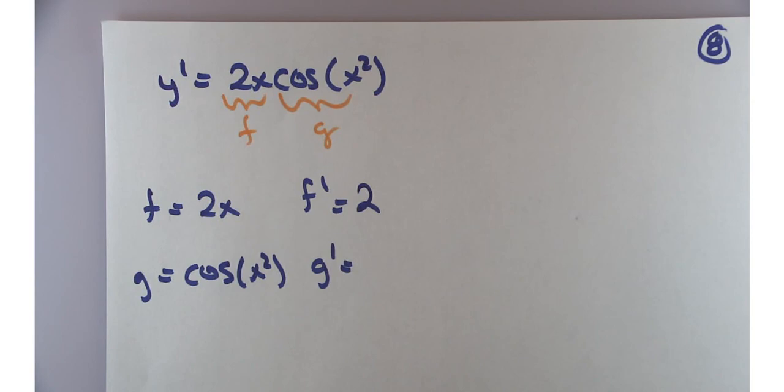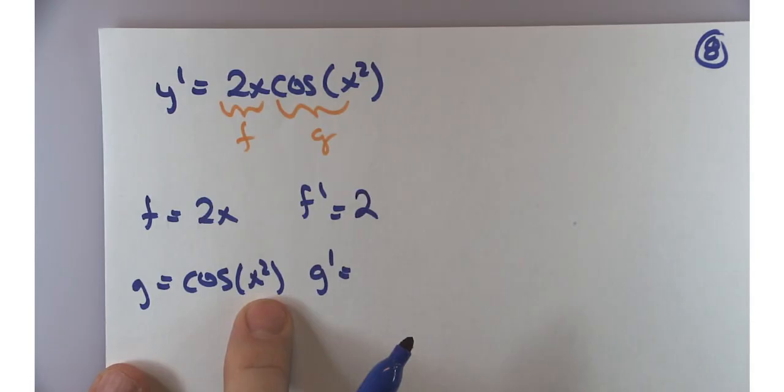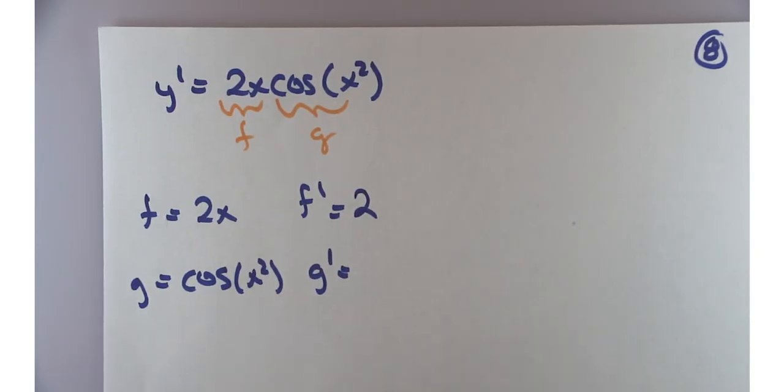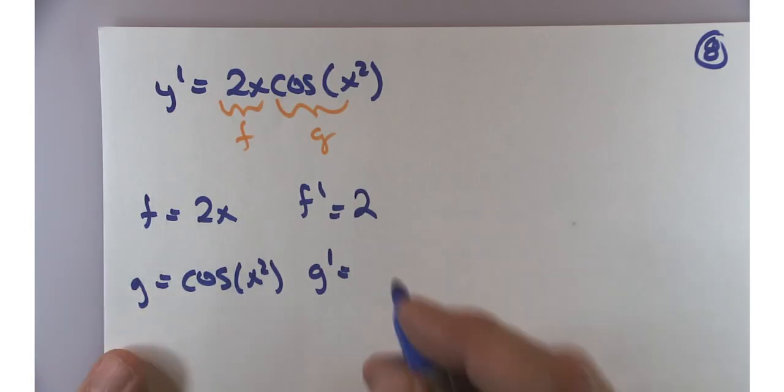Great question. Not the product. You don't have cosine times x. The chain rule. You've got an outside function and an inside function. Believe me, that's not the first time I've ever gotten people wanting to use a product rule here. It's not two functions that are multiplying each other. So don't feel bad if that was your inclination.